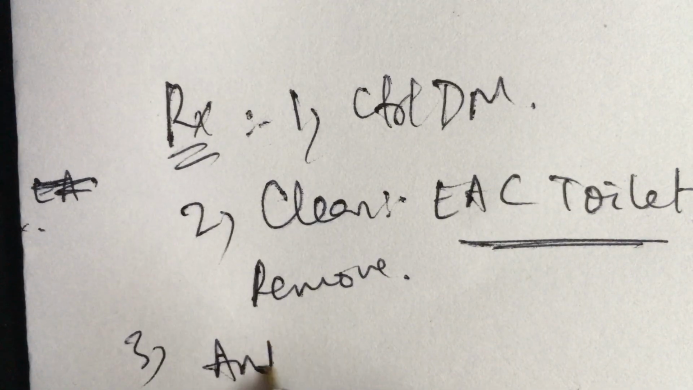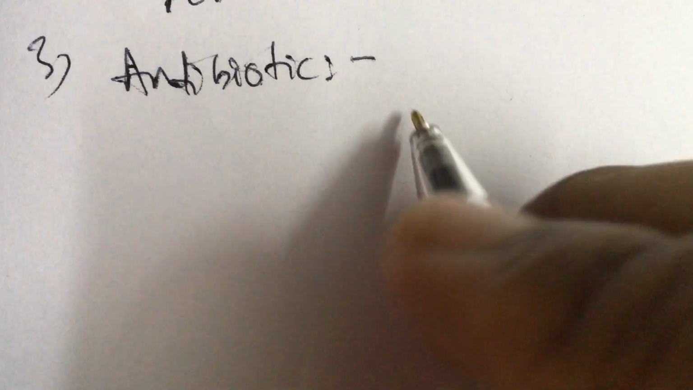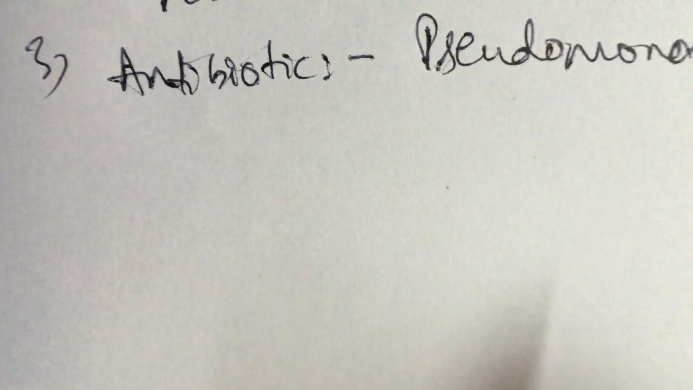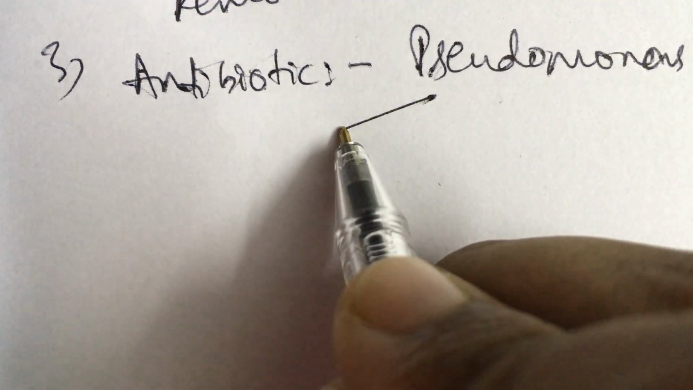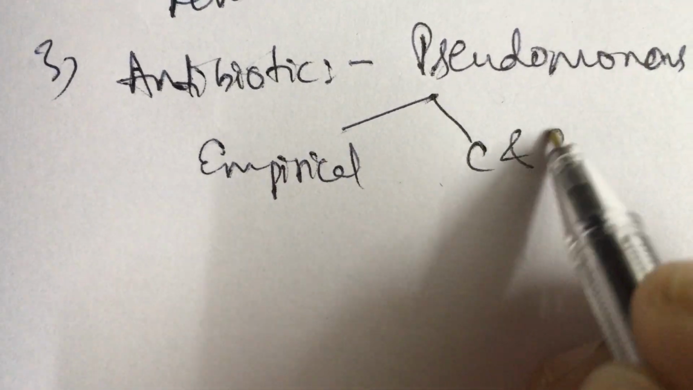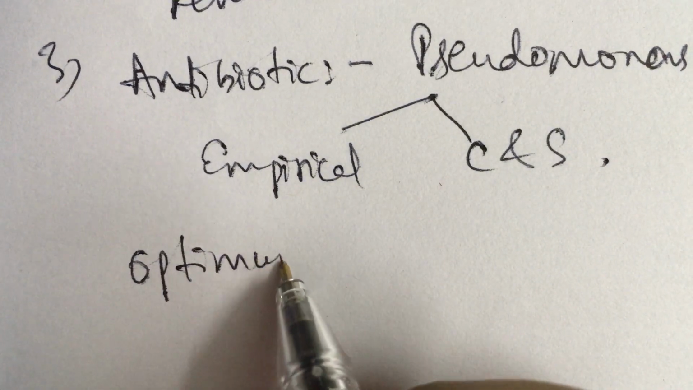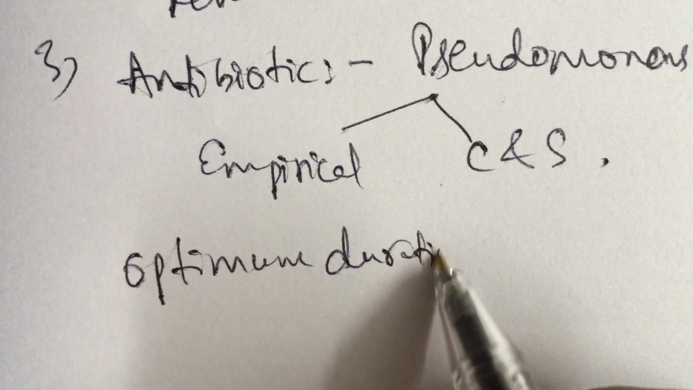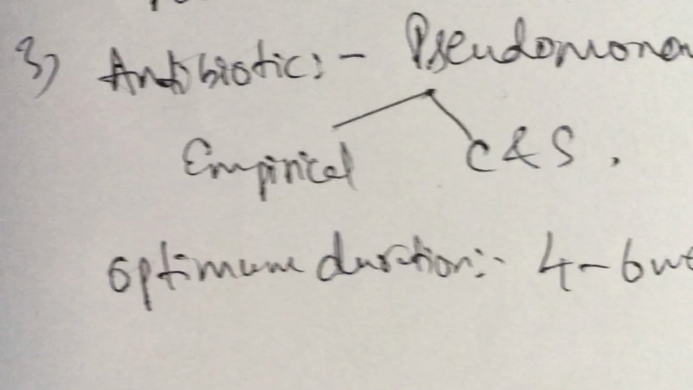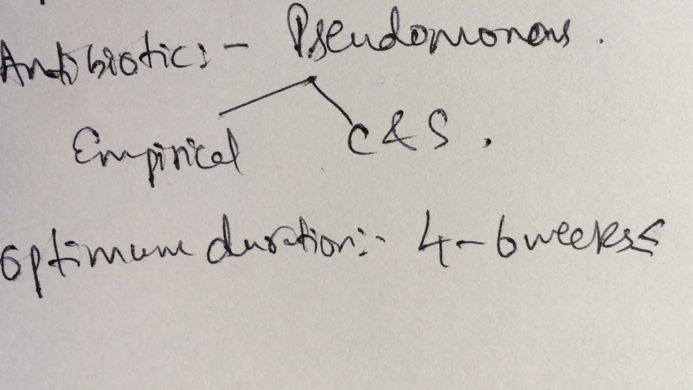Third is the classic antibiotic treatment. Antibiotics are going to be aimed against Pseudomonas, so they are basically anti-pseudomonal. It could be empirical, or it can also be based on the culture and sensitivity report after some time. However, the optimum duration of treatment is going to be somewhere between 4 to 6 weeks or more. We look at a time span of approximately 4 to 6 weeks.